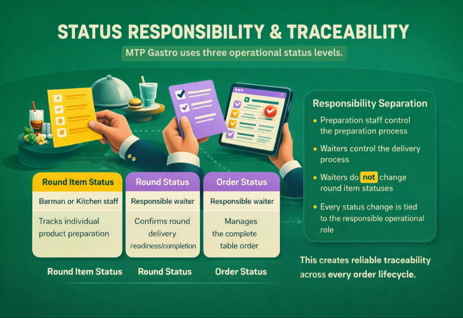The final level is the order status. An order may contain multiple rounds. The order status represents the operational state of the complete order. Only the waiter responsible for that table is allowed to change the order status.